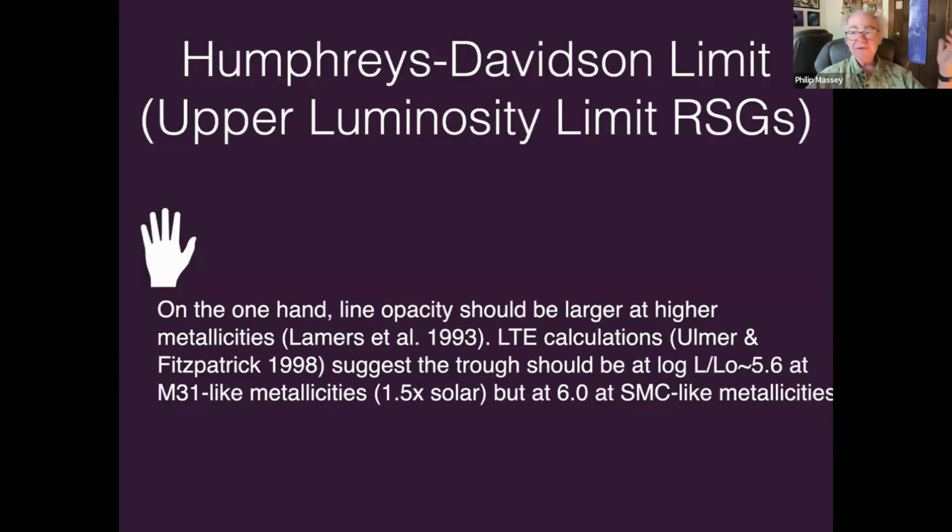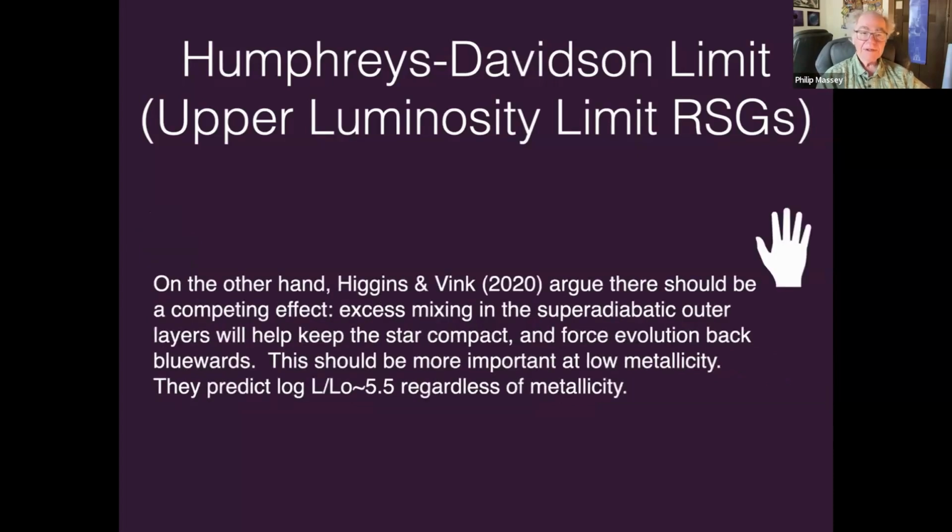On the one hand, you could argue that at higher metallicities, the line opacity should be greater, and therefore that limit should be lower, while at lower metallicities, this limit should be higher. But Higgins and Vink have argued that there's a competing effect that's particularly important at low metallicities, and that is excess mixing in the superadiabatic outer layers, which will help keep the star compact. And so they predict that the limit shouldn't depend on metallicity and should be about 5.5.